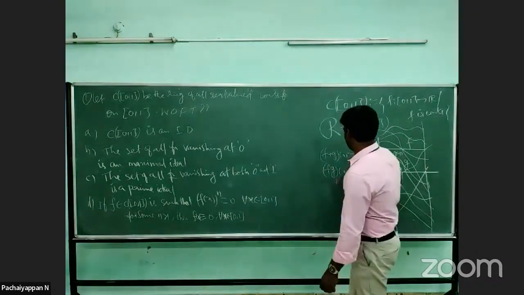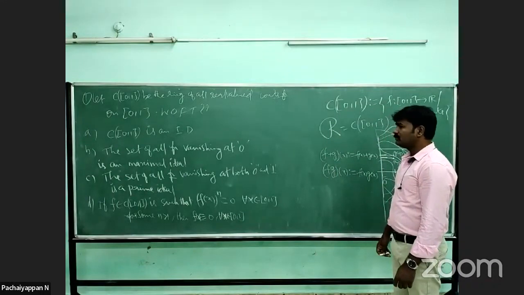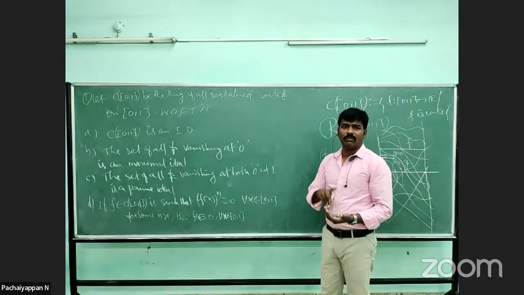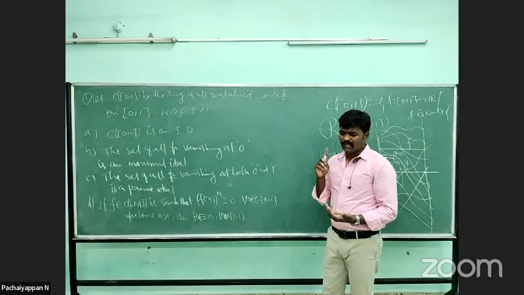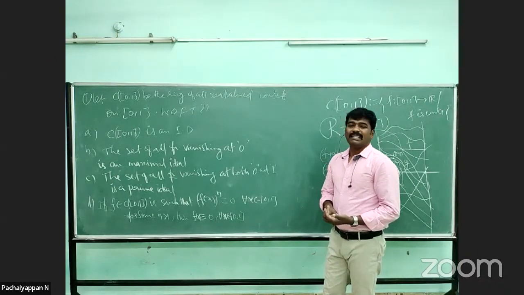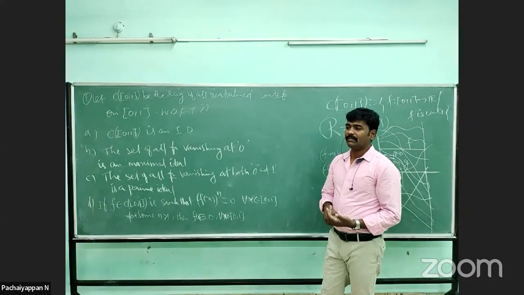Someone asked the question: C[0,1], how is it a vector space? A group has one operation. A ring has two operations on the same set simultaneously. But the concept of a vector space is a little different. What does that mean?